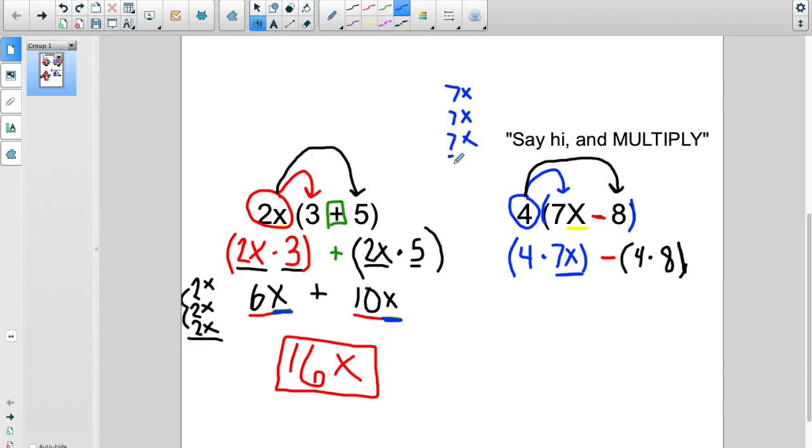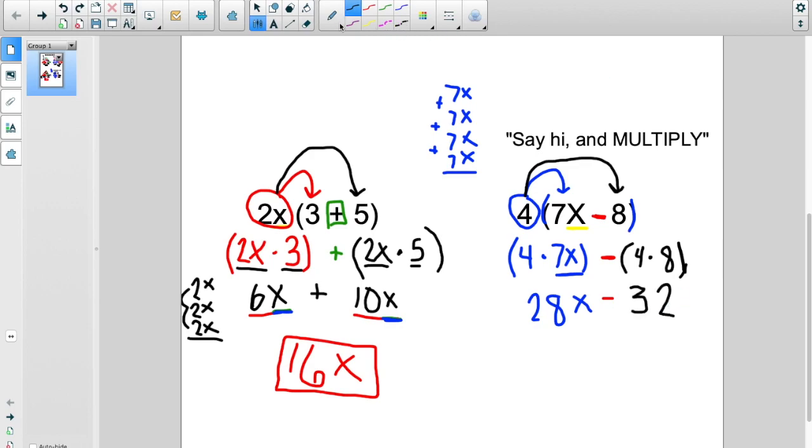So if I have 7x 4 times, how many x's would I have total if I added those up? I would have 28x. So I have 28x, keeping our original operation that was in the problem the same at minus. Now we have to do 4 times 8. Last time I checked, 4 times 8 is 32, so I'm going to write 32 here.